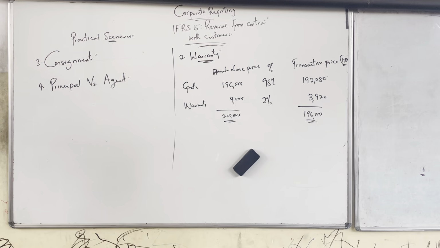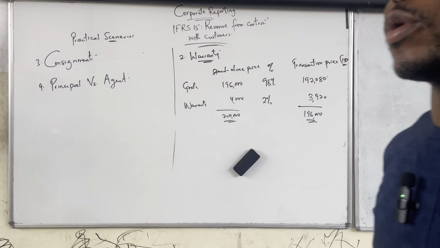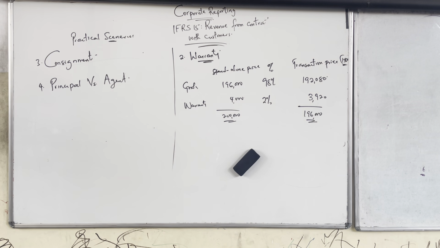So when you are in a transaction, are you listening? I asked this before, right? When you are in a transaction, you need to identify whether you are acting as a principal or as an agent. You need to seriously identify that. Because as a principal, you are the one that actually has control of the goods. You are the one that transfers the goods to the customer. You do a lot around those goods, and you are the one that will ultimately recognize the gross amount as revenue.